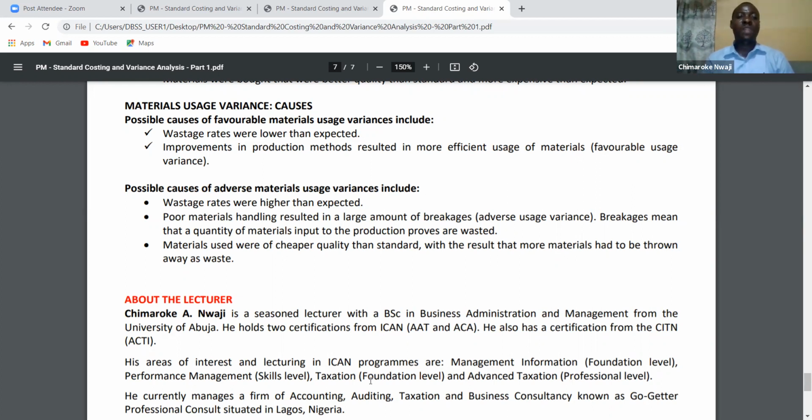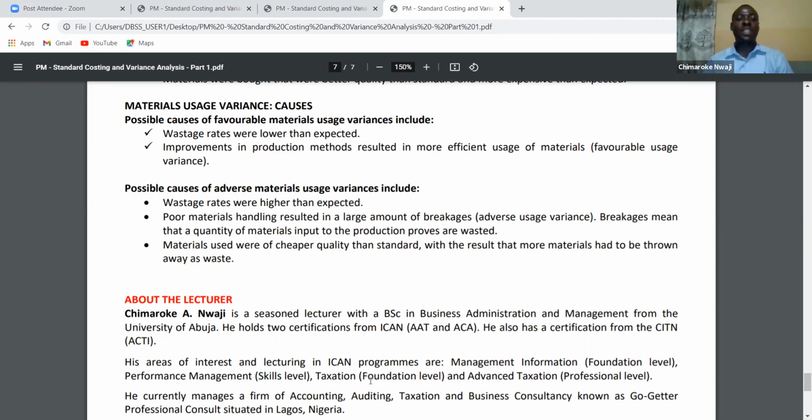Then it could also mean that there are improvements in production methods, and that improvement may make you use your materials more efficiently. Maybe because you were using manual methods before, you now decide to use mechanized machines to make your production more efficient, and you have a favorable variance. What about adverse material usage variance? It could be that wastage is higher.